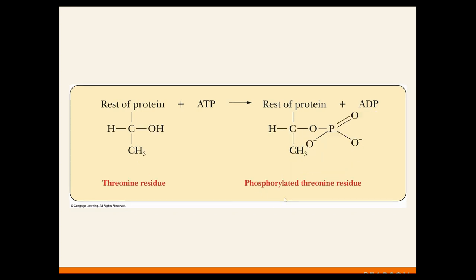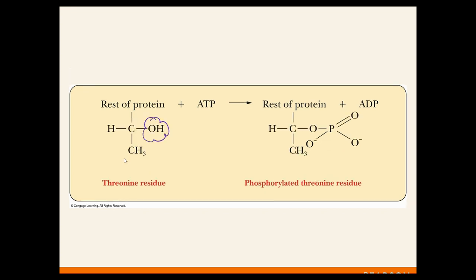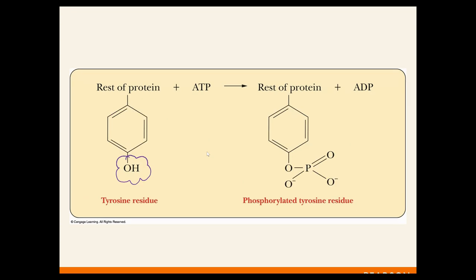Threonine, same thing, has the OH, so it can accept phosphate from ATP. And tyrosine has the OH, which can accept phosphate from ATP. So they all have in common that the amino acids with that OH group can be phosphorylated.